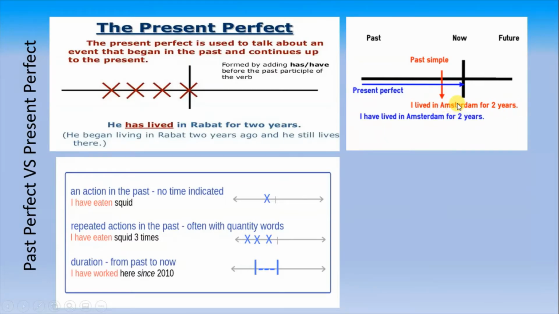This is past simple. But for the present perfect, if we want to transfer this sentence to the present perfect tense, we can see I have lived in Amsterdam for 2 years.